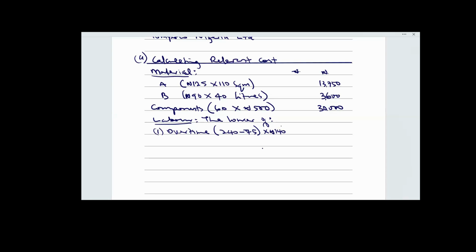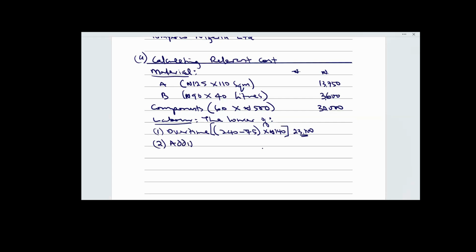So this will give us, what do you have there? 165 multiplied by 140. 23,100. Here is 23,100. You close it. Then we move to number 2.